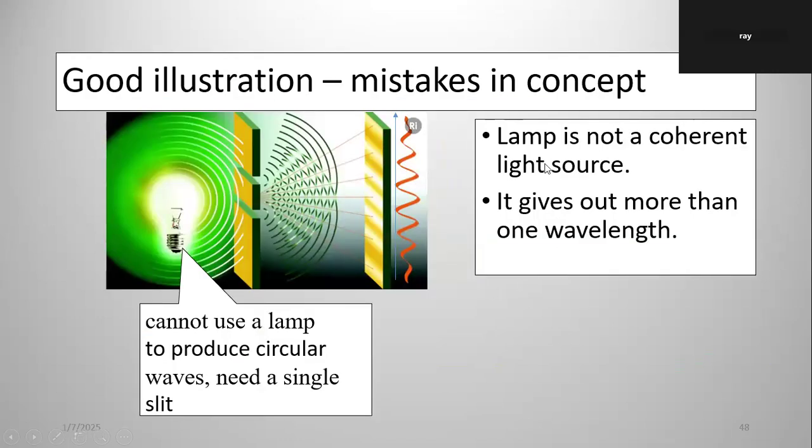A lamp is not a coherent light source, so this is for illustration only. It's a mistake in concept; I cannot use a lamp to produce a circular wave. I need a single slit first, and then the lamp is not a coherent light source. It gives out more than one wavelength.